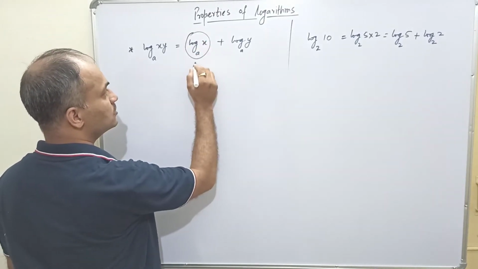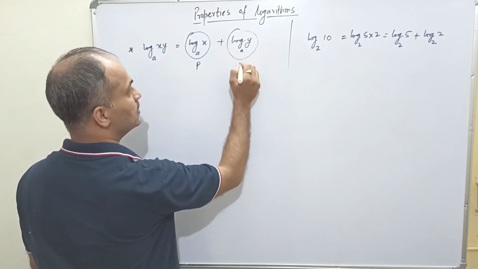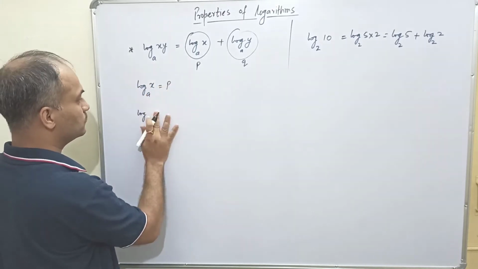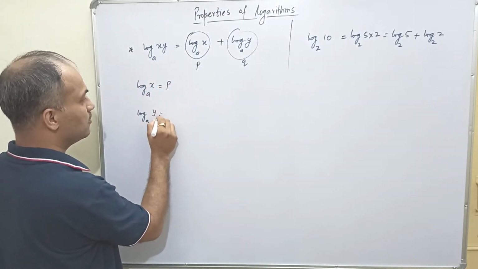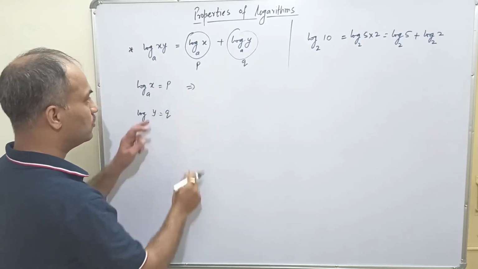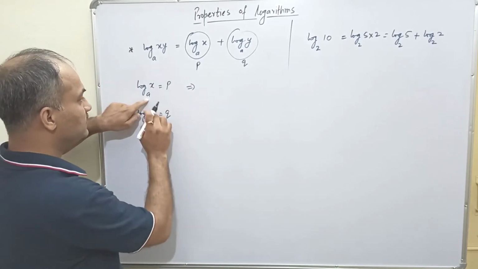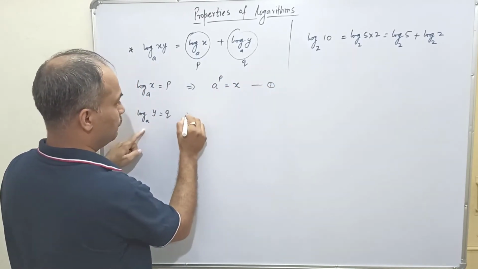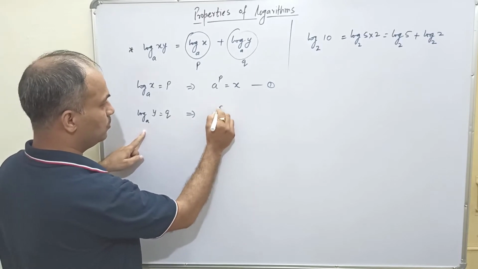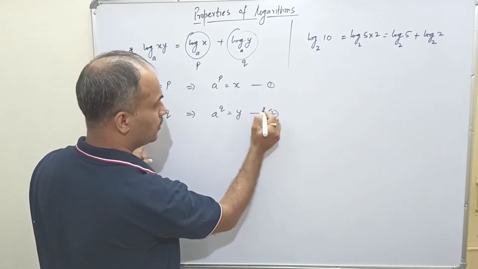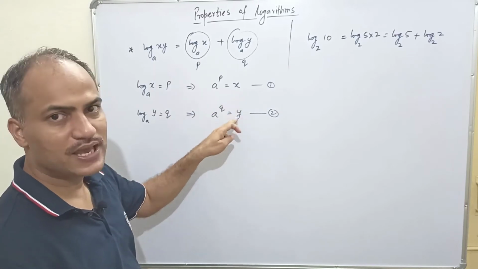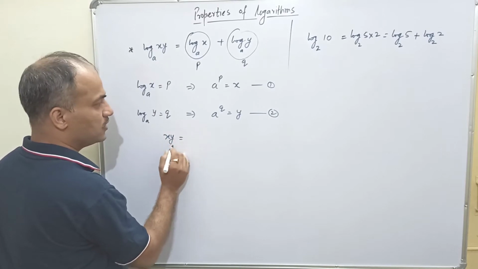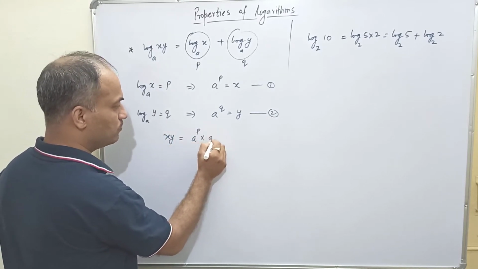Now let us quickly see how we can prove this. Let us assume this value as p and this value as q. So log of x to the base a becomes p, and log of y to the base a becomes q. From here we can easily write that a to the power p is actually x, and a to the power q is actually y. So from 1 and 2, let us multiply x and y, because here we require x and y.